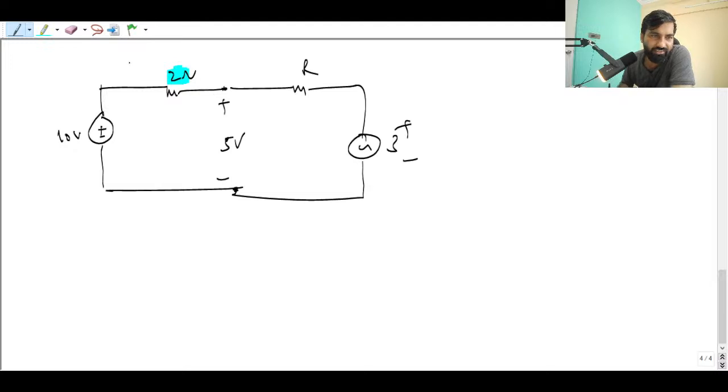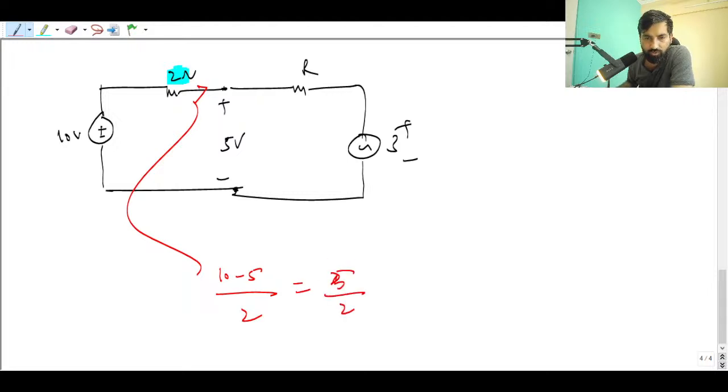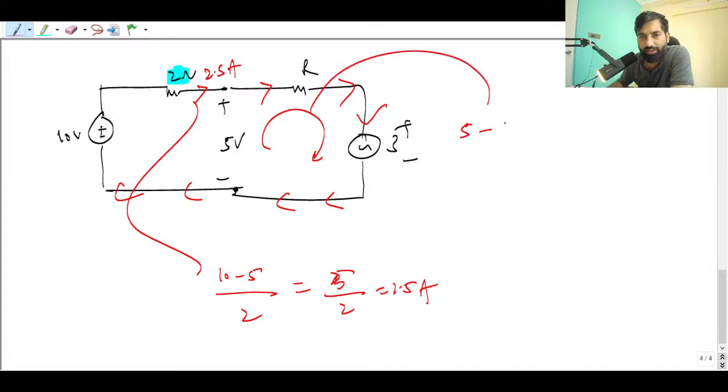Now, I think anybody can solve this question, right? So now what you have to do, you have to find the current, which is going to be 10 minus 5 by 2, okay, which is 5 by 2, which is 2.5 ampere. Same current is flowing, 2.5 ampere, and this current will flow here also. Okay, ऐसे जाएगा. Now imagine there is a current 2.5. So 5 minus 3 by R is equal to 2.5. So आपको R निकालना था, तो 2 by 2.5, which is 0.8.